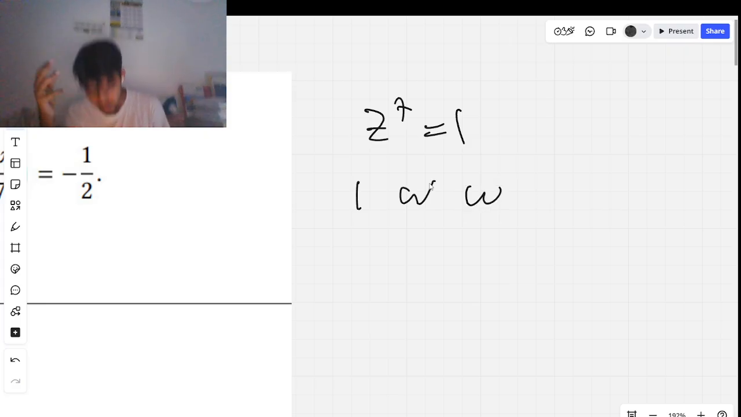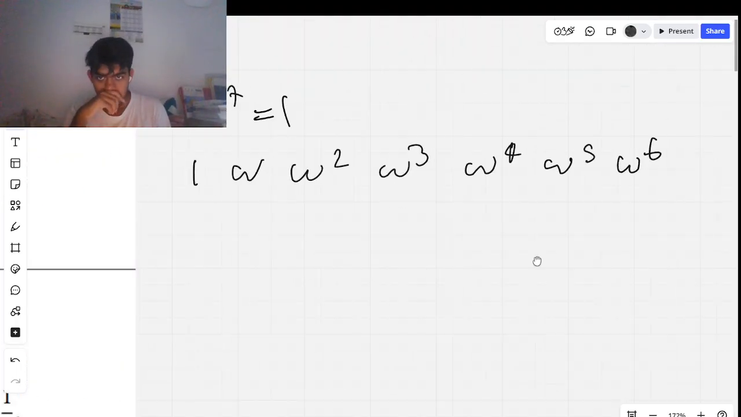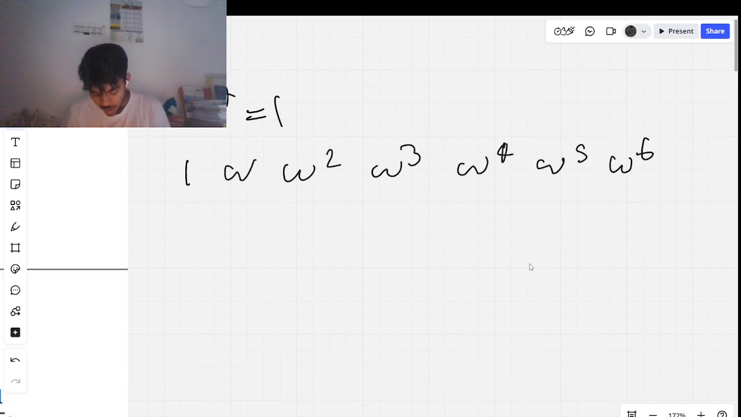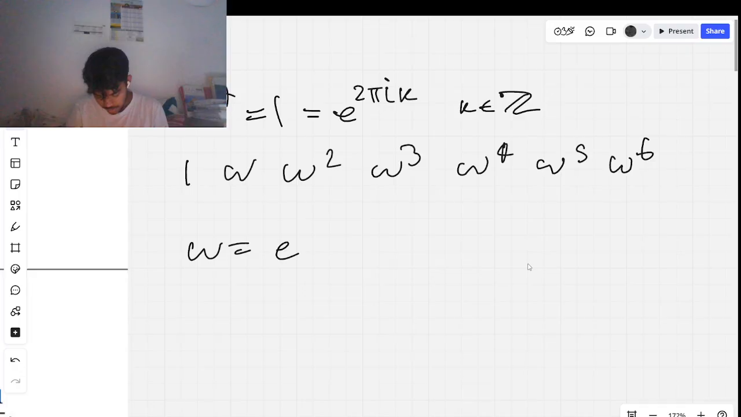omega, or actually omega squared, omega cubed, omega to the 4, omega to the 5, and omega to the 6. These are all my roots. Now I know that 1 is also equal to, in Euler form, e to the 2 pi i k for all integer values of k. So I can say that omega is equal to e to the 2 pi over 7 i. Omega squared is e to the 4 pi over 7 i.